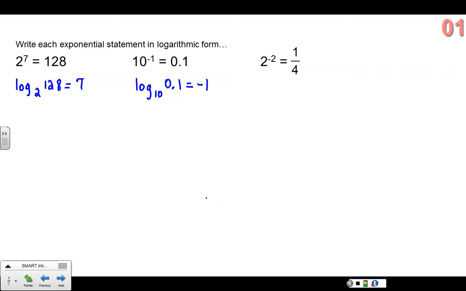Now, if a logarithm has a base of 10, we actually don't even have to write in the 10 because it's called a common log. 2 to the minus 2 power is equal to 1/4. So log base 2 of 1/4 is equal to the exponent negative 2.